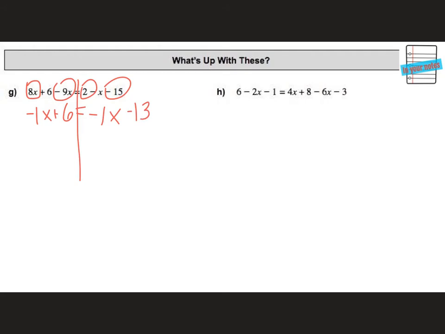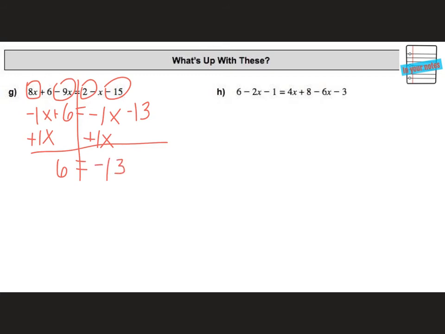Now we want to move our smaller variable, and we'll see these variables are the same, so we can get rid of either. We'll add 1x to both sides. So negative 1x plus 1x goes away, leaving me with 6. Same thing on the other side, leaving me with negative 13.